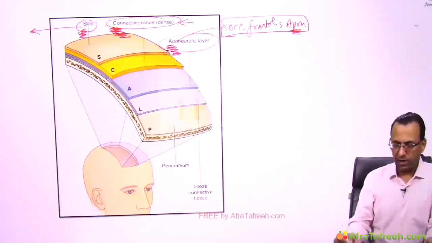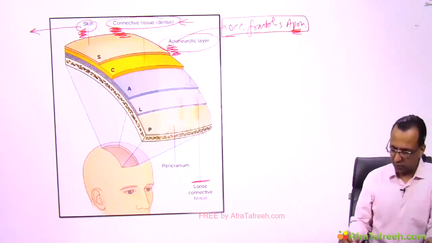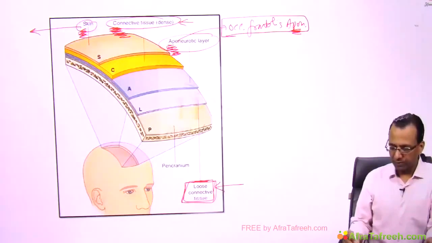What is L for? L is for loose connective tissue. And what is the P for? P for pericranium, which is periosteum.